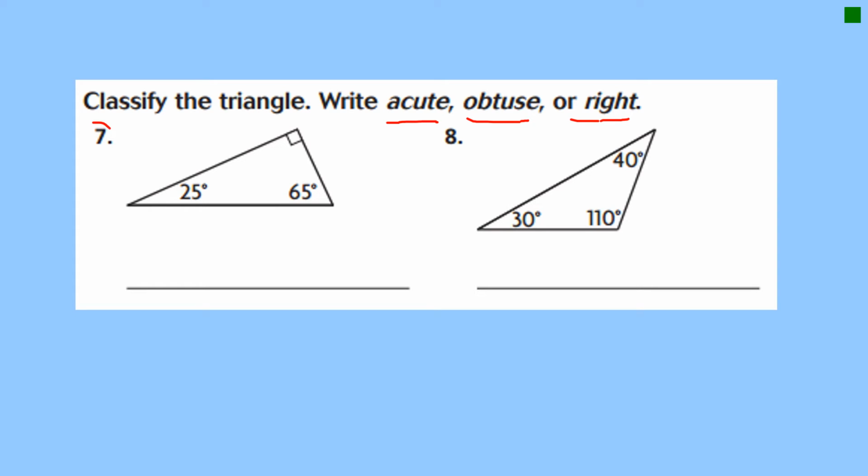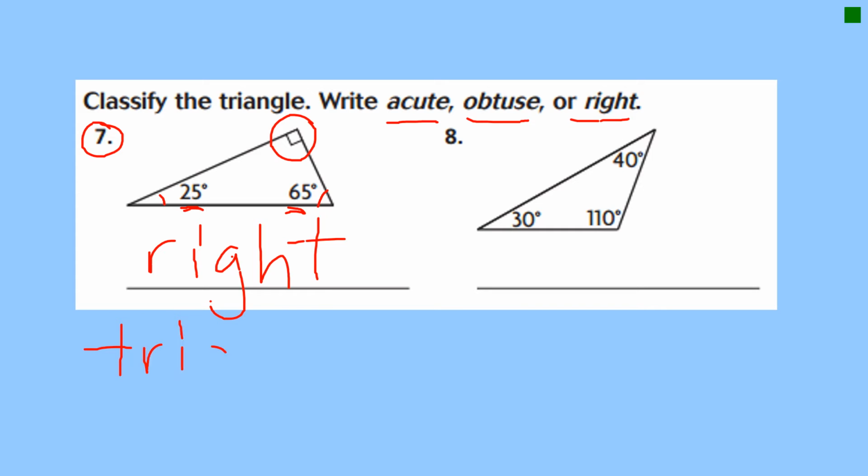So let's take a look at number 7. I see an acute, another acute, and I know that because look at that. They're labeled, and those are both less than 90 degrees. And then up here, I've got another labeled angle. It's 90 degrees. So if there is one right angle in a triangle, what do we call that? A right triangle. Okay? Perfect.